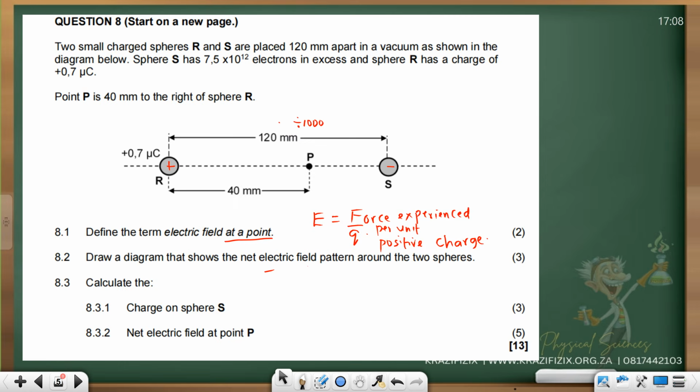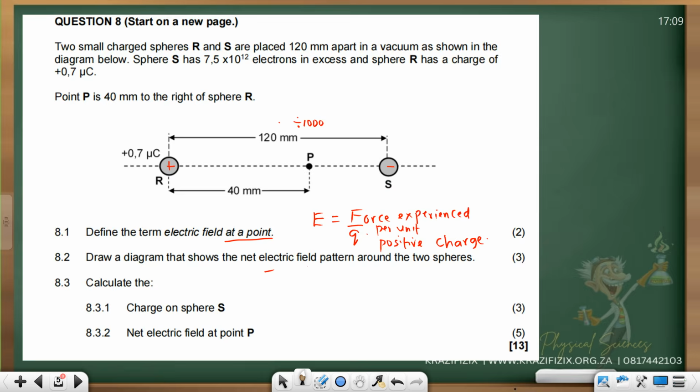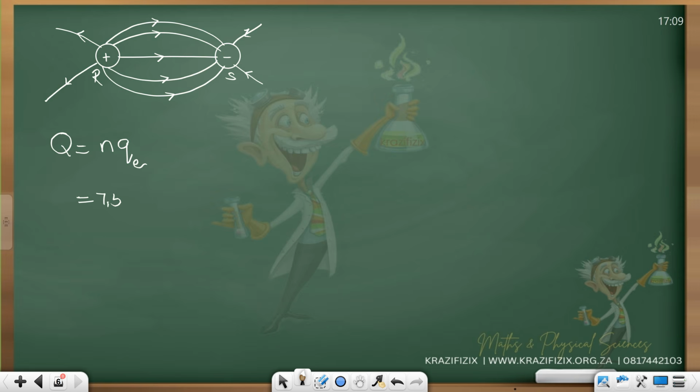Next question. The charge on sphere S. Okay, what do we know? How do we get charge? Q equals N times e, where N is the number of electrons. 7,5 times 10 to the power 12. And now, what's the charge on an electron? Okay, I like to do that, and that will confirm my answer as a negative. What's your answer?